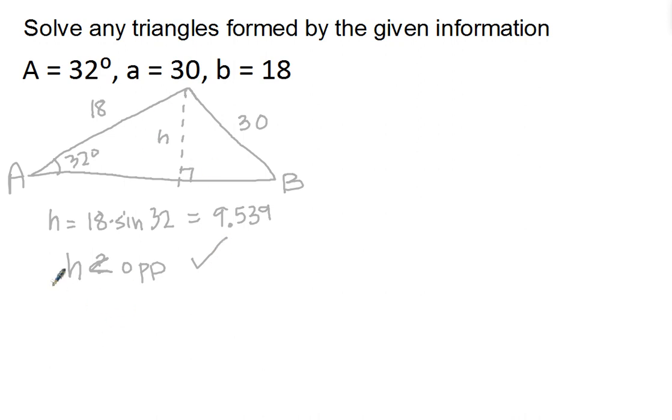So then the second thing we look at to determine if it's one triangle or two triangles is we compare the opposite side and the adjacent side. If we compare the opposite side 30 to the adjacent side 18, we notice that the opposite is larger than the adjacent, which means that we can only have one triangle created with this given information.